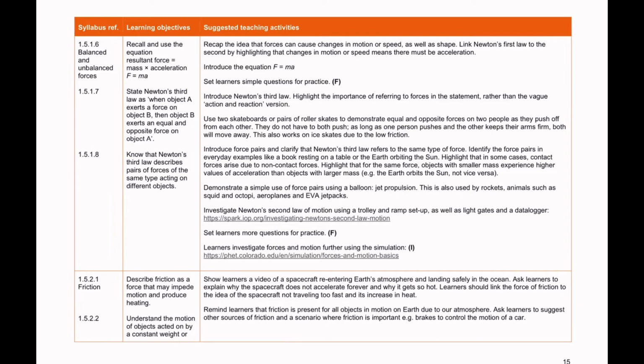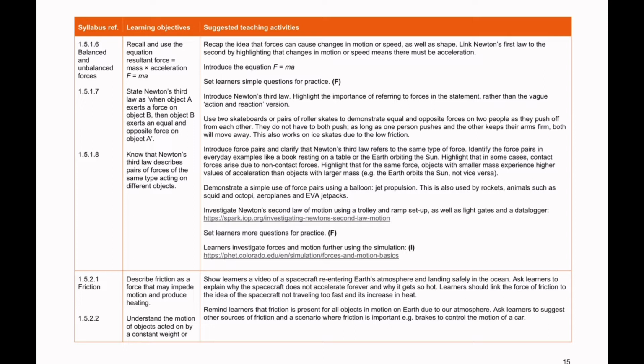Key concept 1.5.1.6 Balanced and unbalanced forces. Learning objectives. Recall and use the equation resultant force = mass × acceleration, or F = ma. State Newton's third law. When object A exerts a force on object B, then object B exerts an equal and opposite force on object A. Note that Newton's third law describes a pair of forces of the same type acting on different objects.